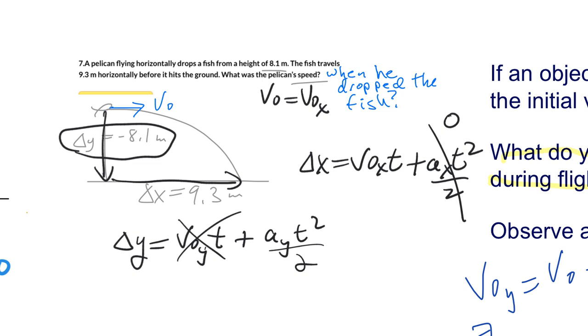So I got 9.3 equals VOX, which is what I'm looking for. So I'm kind of stuck with that one too. So let's try something else.